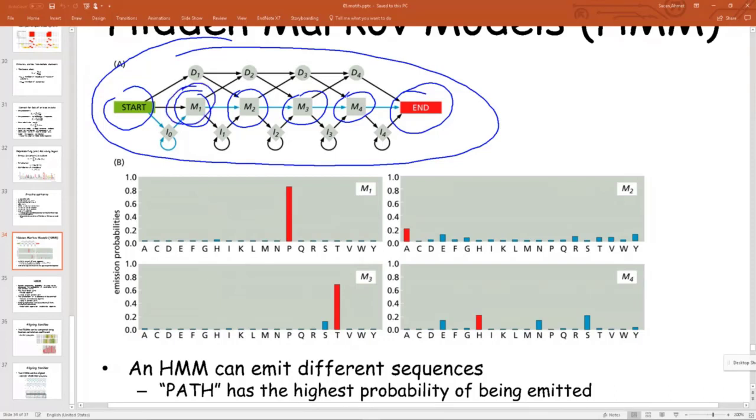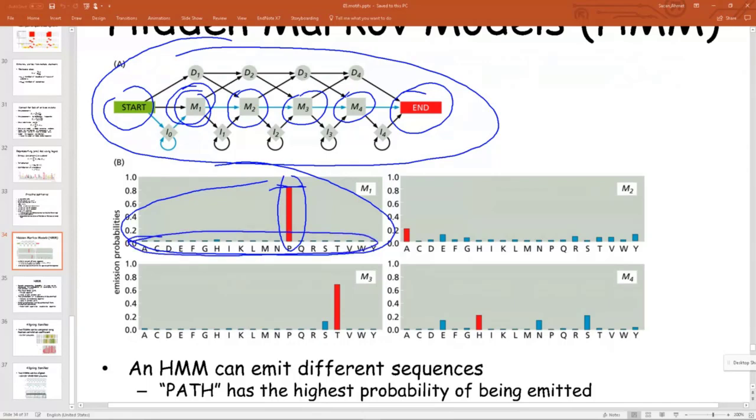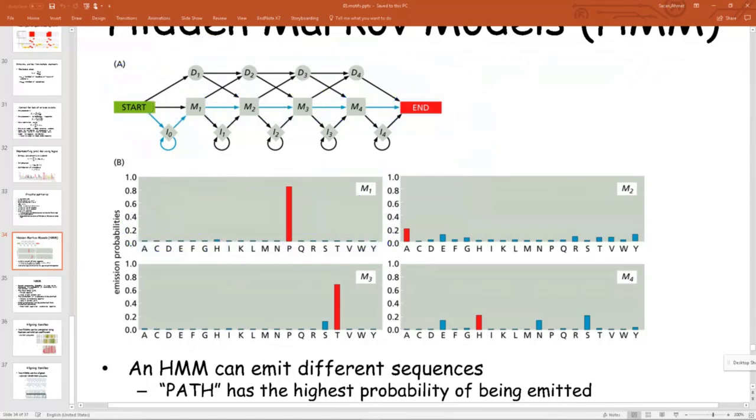When we are at the M1 state, the amino acids are outputted by this distribution. A proline has the highest frequency at 80%, but the other amino acids have a small probability. You can see the histidine has slightly more than the others. So we expect that M1, on average, will emit a proline most of the time, but other amino acids can also be emitted when we are in the M1 state.